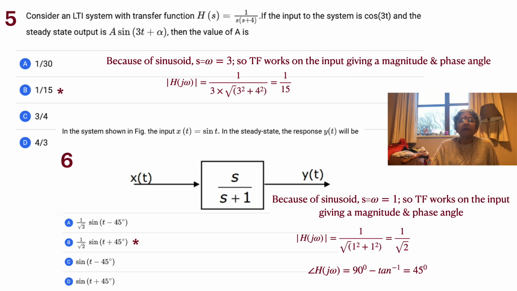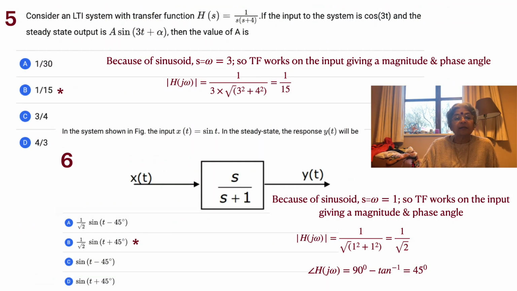So what has happened is that this is an LTI system, so the frequency will not change. What is going to come out is going to have the same frequency, and that is what is shown here, A sine 3t plus alpha. But at the same time, two things happen as a result of the transfer function working on the input. The input is cos 3t, and the transfer function has two ways of operating on it. One, it will change the magnitude: it will enhance or reduce, or give a magnification factor for the amplitude. It can also give rise to a change in the phase angle.